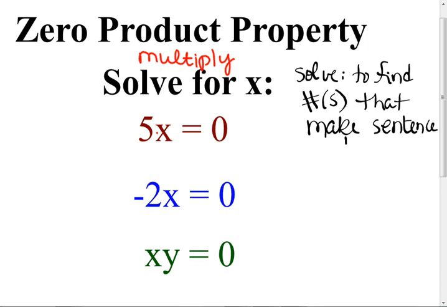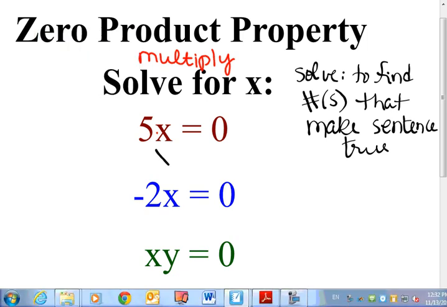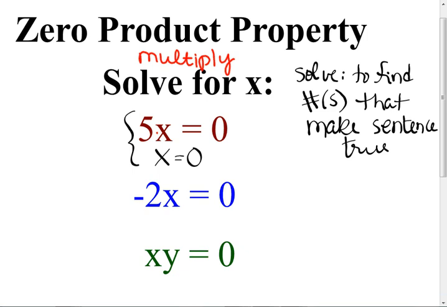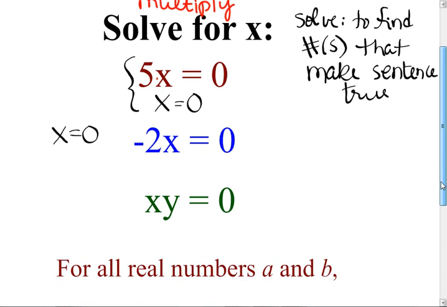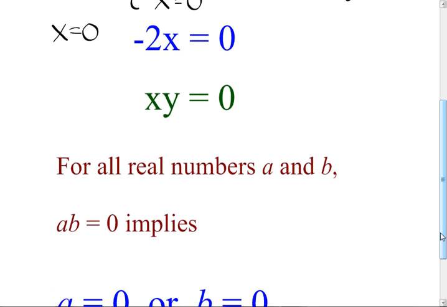And this is so easy, it's too easy. If I have two numbers and you multiply them and I get 0, like 5 times, what number gives me 0? No, it didn't. Okay, x is 0. What about negative 2? Negative 2 times what number gives me 0? 0. So zero product property says if you multiply any two numbers and the answer is 0, then one of them has to be 0.